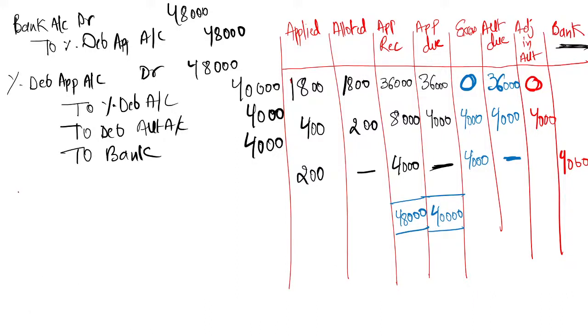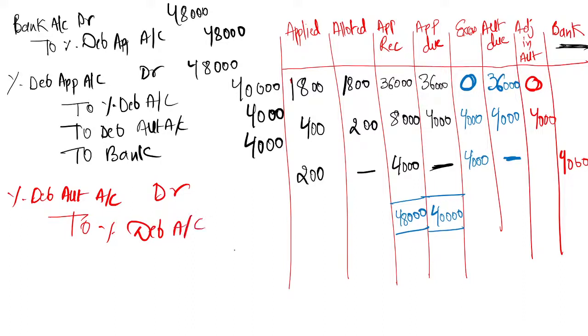So the journal entry will be: percentage debenture allotment account debit to percentage debentures account. How many debentures have we issued? 2,000, and allotment is of 20 rupees. So 2,000 debentures multiplied by 20, allotment due is 40,000.